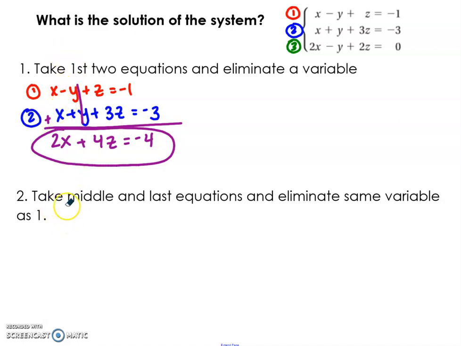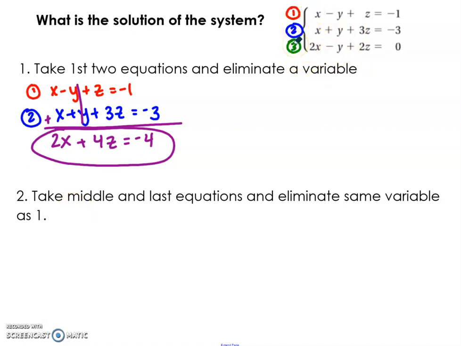Step 2 says to take the middle and last equations and eliminate the same variable as in step 1. Again, depending on how you're doing this, you don't necessarily have to take the middle and the last. The idea is that you have to use all three equations. In the first part, we used equations 1 and 2. We did not use equation 3 yet, so in my next step, I have to use equation 3. I can use equation 3 with either equation 1 or equation 2.